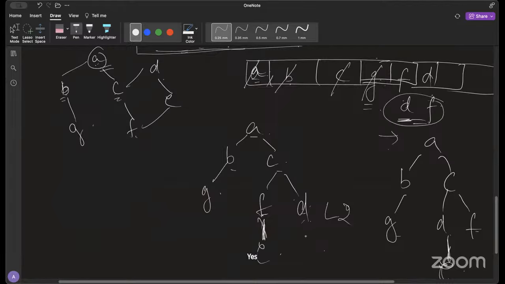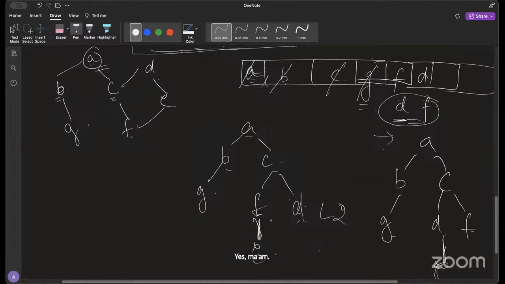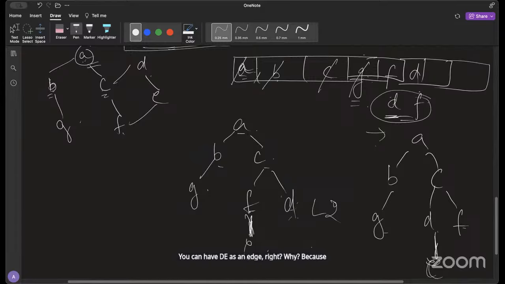Yes, ma'am. You can have DE as an edge, right? Why? Because E was visited via F first, so it's written here. That doesn't mean I can't have an edge here. But can G and E be an edge?